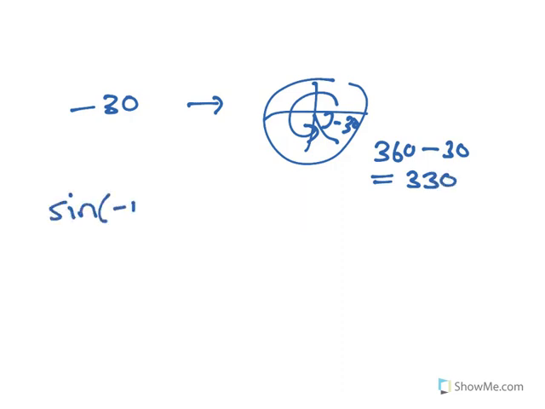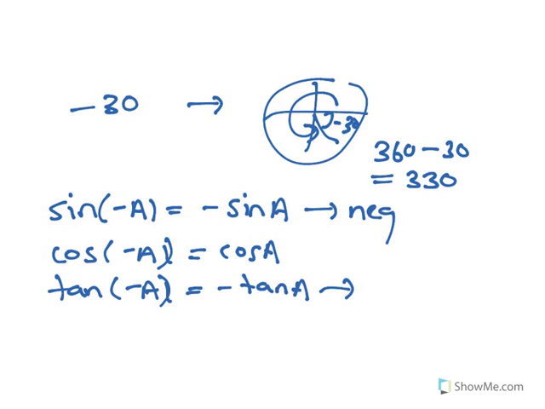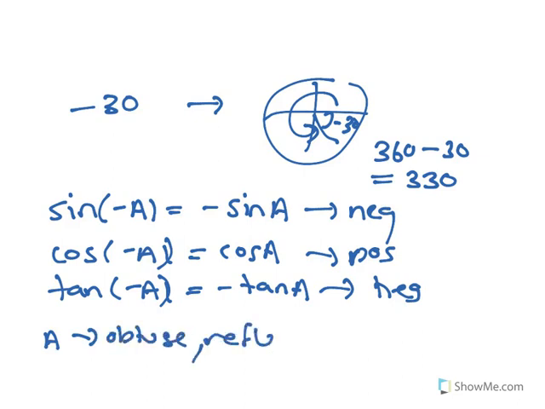But you can also use these. Sine of minus a is minus sine of a. Cos of minus a equals cos a. And tan of minus a equals minus tan a. That's because in that quadrant sine is negative, tan is negative, and cos is positive. Now, if a was obtuse, or even reflex, this rule still applies.